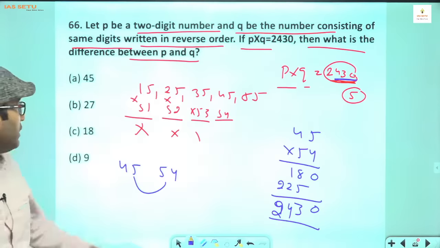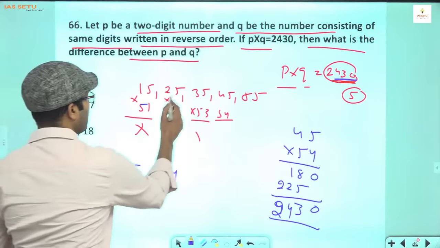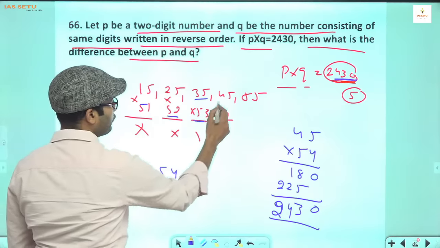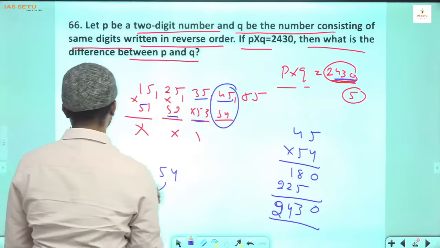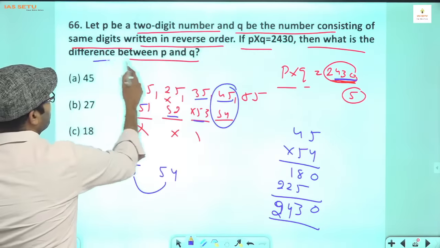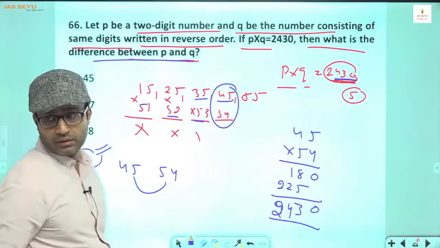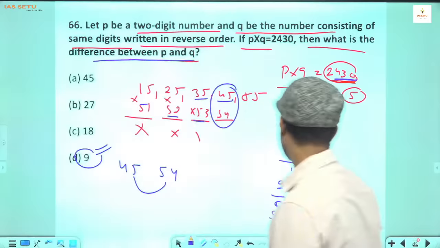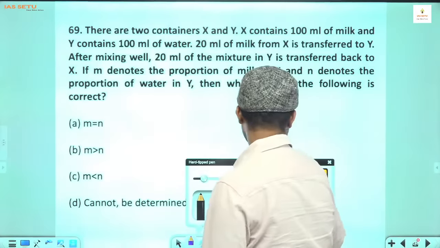Only the values 3-4 need to be checked. 15 into 51 has to be reversed. 25 into 52, 35 into 53, 45 into 54. So the difference between P and Q will be 9. 9 is the answer.